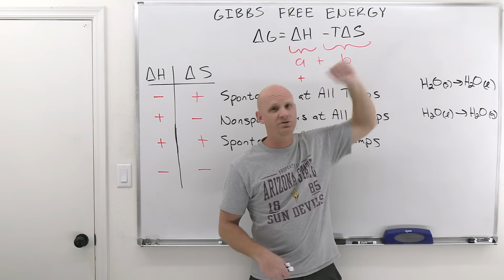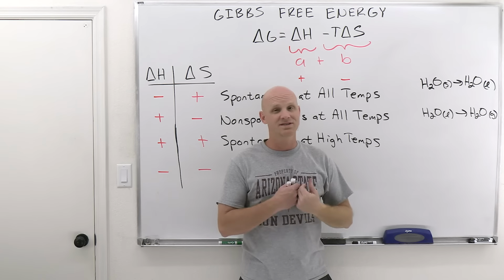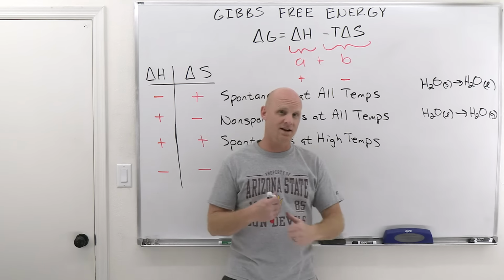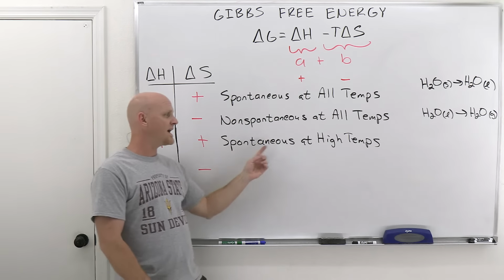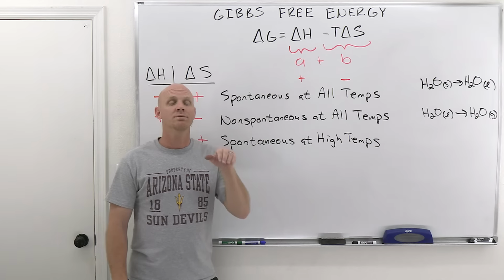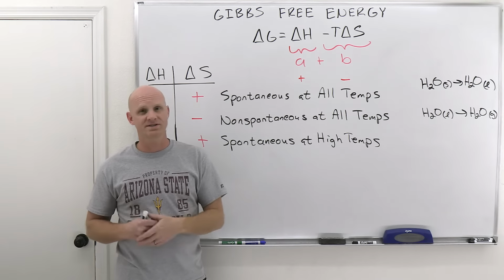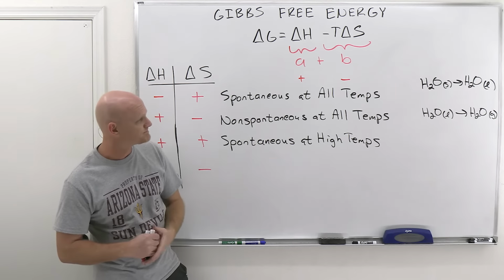It's got to be over 100. Anything less than 100 degrees Celsius, it's not going to be spontaneous. Anything over 100 degrees Celsius, it will be spontaneous. So in this case, when we say spontaneous at high temperatures, we mean spontaneous above some threshold temperature, in this case, 100 degrees Celsius or 373 Kelvin.